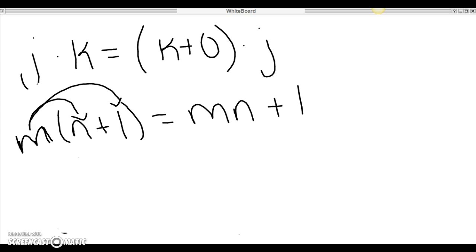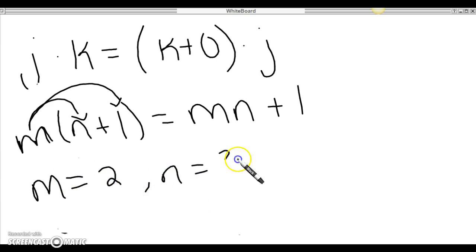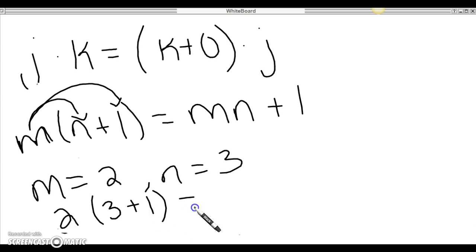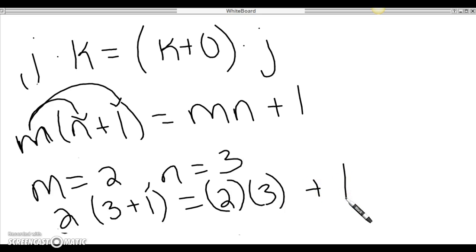So my counterexample, let's say m is equal to 2 and n is equal to 3. Let's see if that works. So if I have 2 times 3 plus 1 equals 2 times 3 plus 1. So I get 4 times 2, which is 8, and I get 6 plus 1, which is 7. Those are not equal. So there's my counterexample.